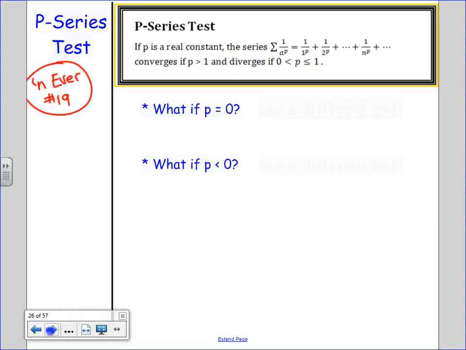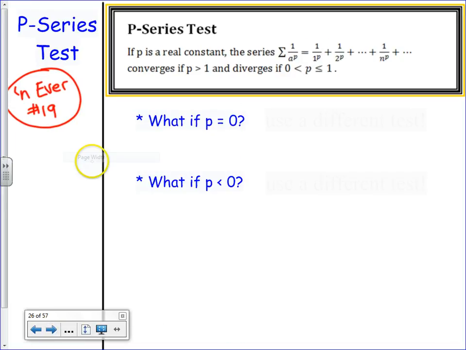Okay, hold on. If P is a constant, what do I mean? What's an example of a P series? 1 over n squared, 1 over n cubed, 1 over n to the 1/2. If P is a real constant, then the series, hold on, let's zoom in. What's the series missing? It's missing something, right?